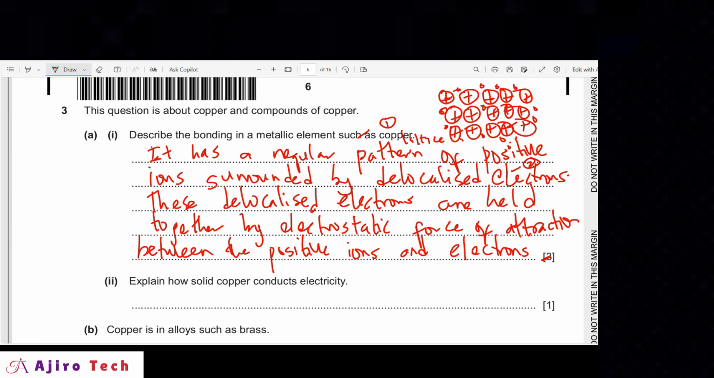So you observe that just by using the diagram, you are able to get ideas on how to describe a metallic bond. So I always advise students to know the diagram. From the diagram, you can simply pick out the description.